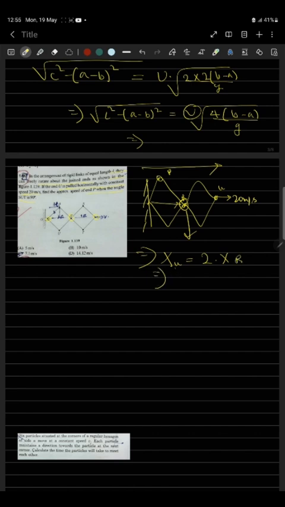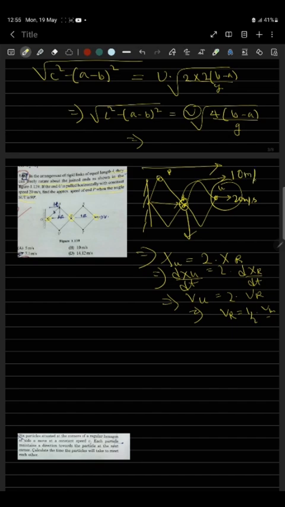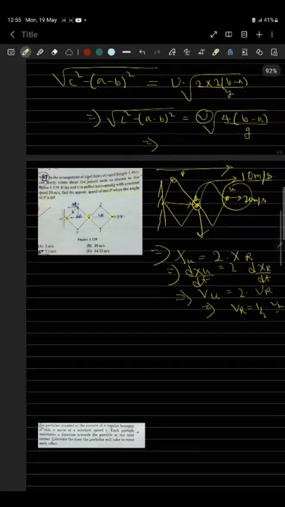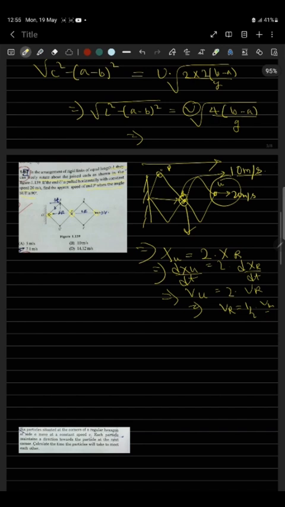We can differentiate this equation. dxU/dt is equal to 2 dxR/dt. So we have vU is equal to 2 into vR, which means that the velocity of R becomes half that of the velocity of U. So it means that the end U is moving with 20 meter per second, the end R will move with 10 meter per second velocity. So now let's try to find the velocity of the end P.